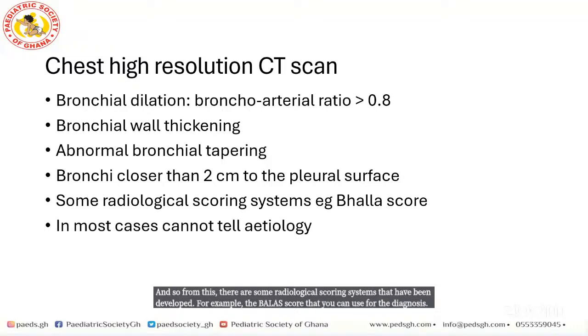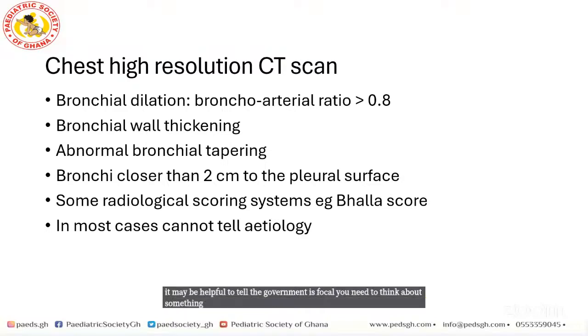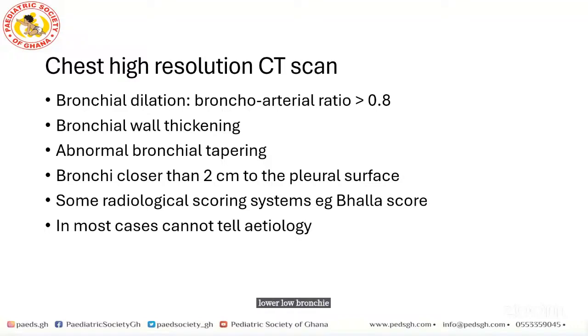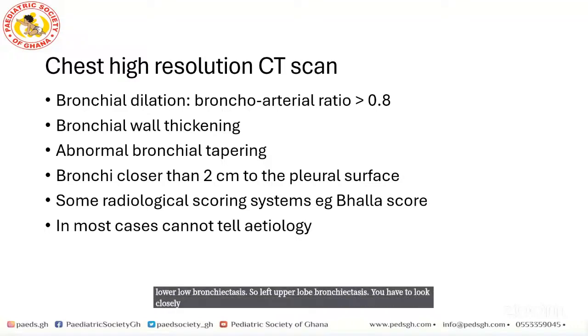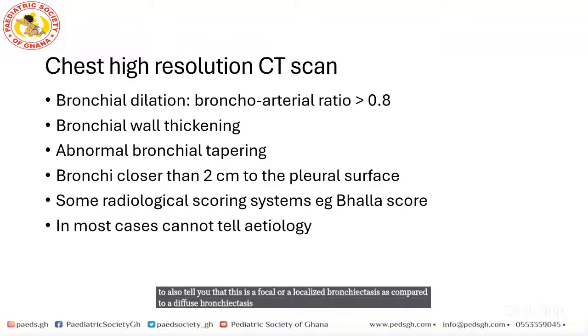In most cases, the CT scan cannot tell you the etiology of bronchiectasis, but when the bronchiectasis is focal, it may be helpful to tell you, because when it's focal, you need to think about something happening in only that part of the lung. Let's say you have just a left lower lobe bronchiectasis or left upper lobe bronchiectasis. You have to look closely and see, is there a foreign body and those sort of things. So it's helpful to also tell you that this is a focal or a localized bronchiectasis as compared to a diffuse bronchiectasis, because sometimes in the focal ones, you may want to resect and so on and so forth.